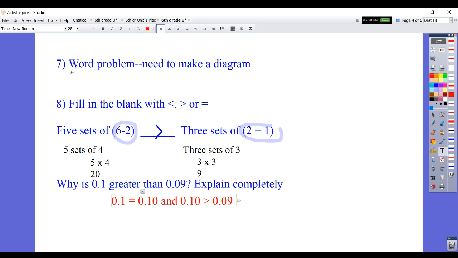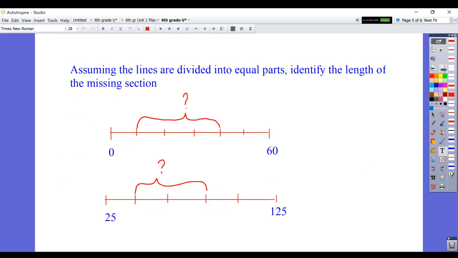All right. 1/10 is the same as 10/100. By adding that non-essential zero, 10/100 is greater than 9/100. There are other ways you could explain it as well, but I think this is probably the most straightforward.